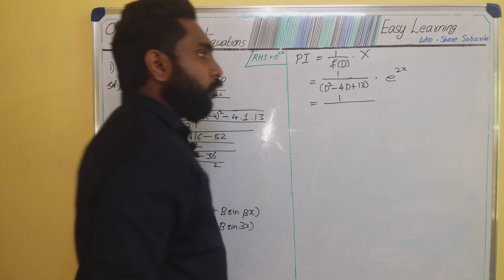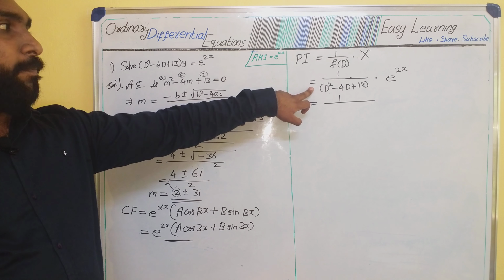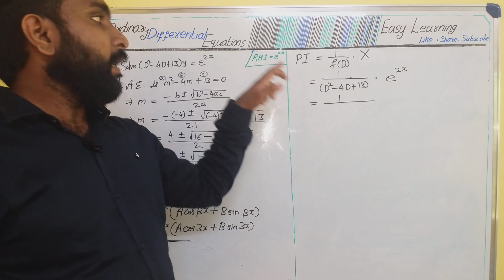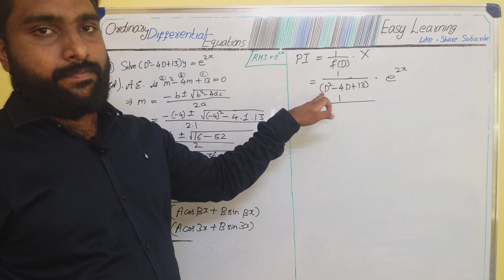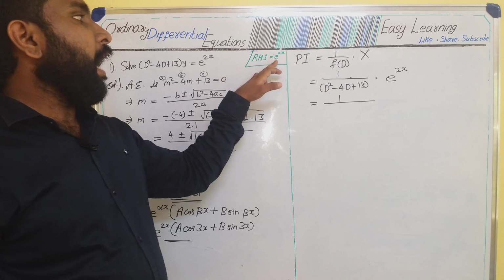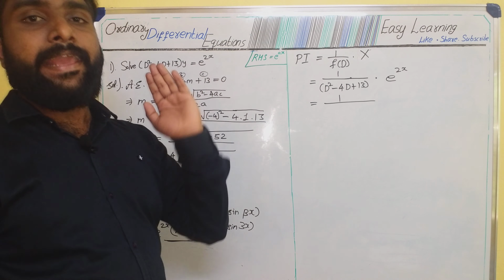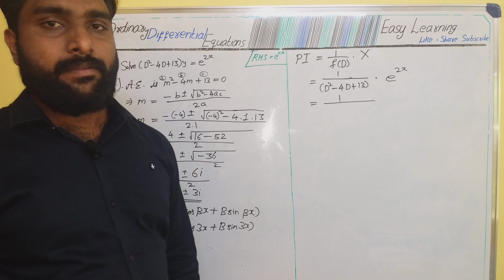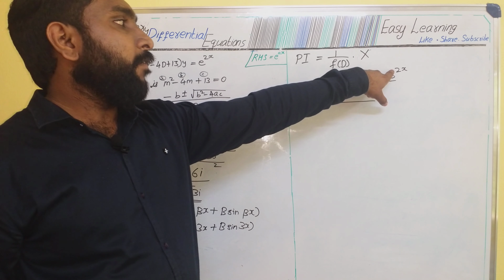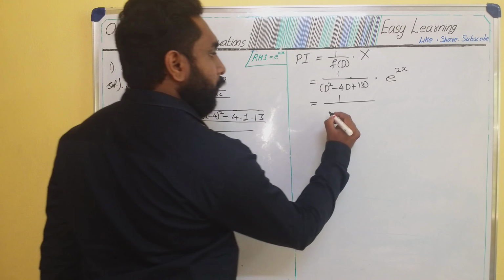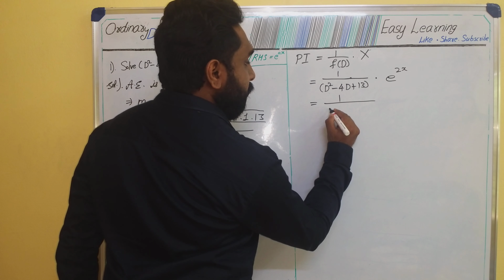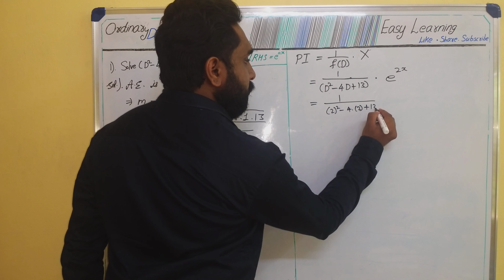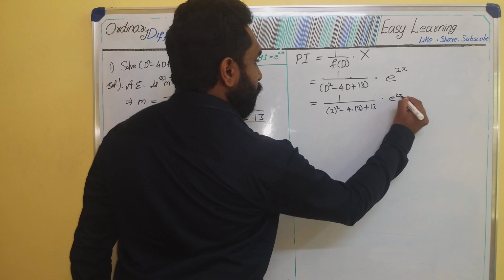And one more thing you have to notice when doing this is, in the next step, when the condition is e power ax, you have to substitute the value of a instead of d. Clearly listen. When RHS is in the format e power ax, you have to substitute the value of a in place of d. So we have a value equal to 2. So let's substitute the value of 2 in place of d.